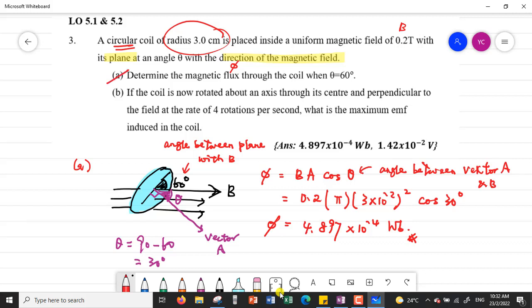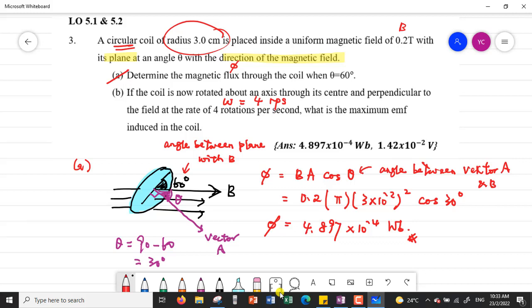Now we're done with question A. We proceed to question B. If the coil is now rotated about an axis through its center and perpendicular to the field at a rate of 4 rotations per second. So how fast does it rotate? Given the angular velocity, the coil rotates in the magnetic field at 4 revolutions per second. Rotation means revolution, berapa pusingan. So within 1 second, it has 4 rotations.